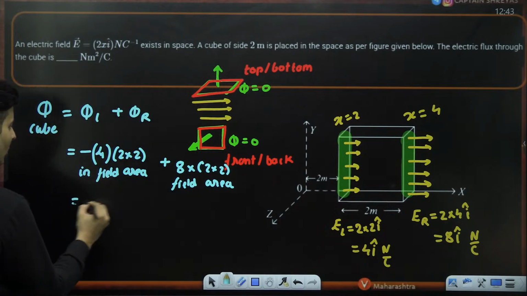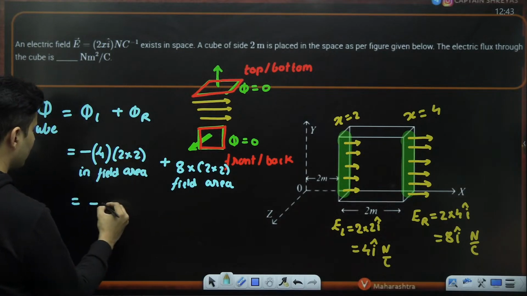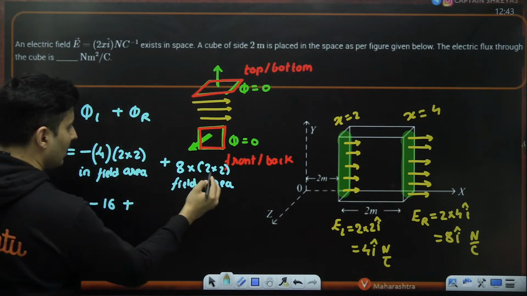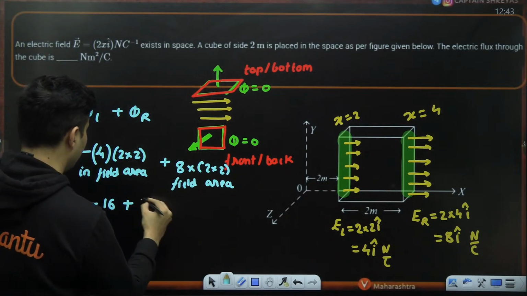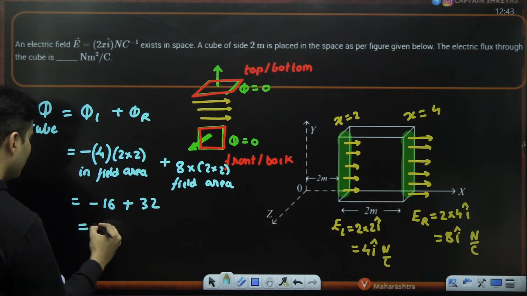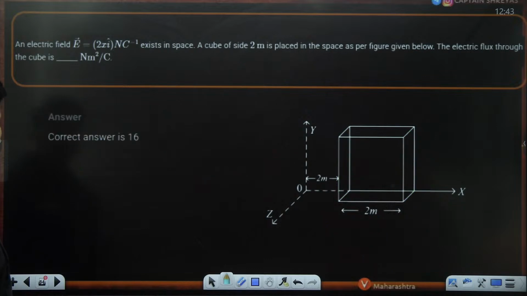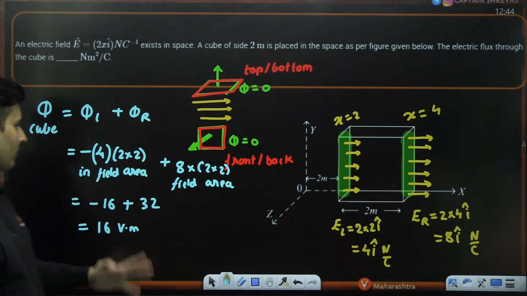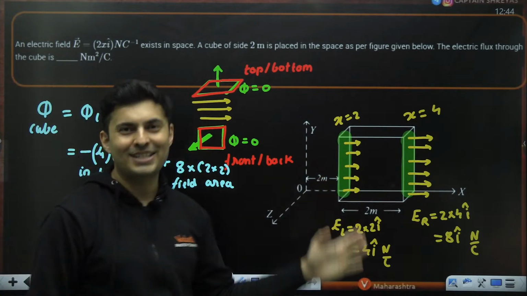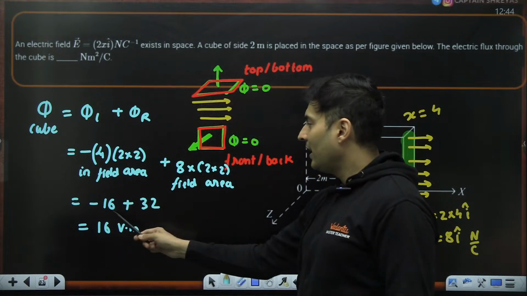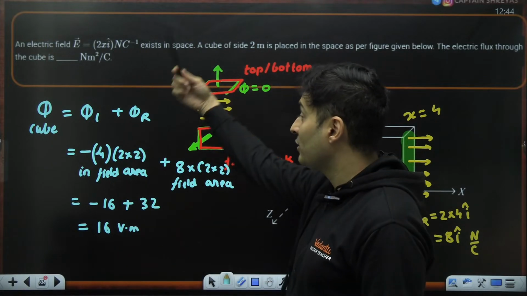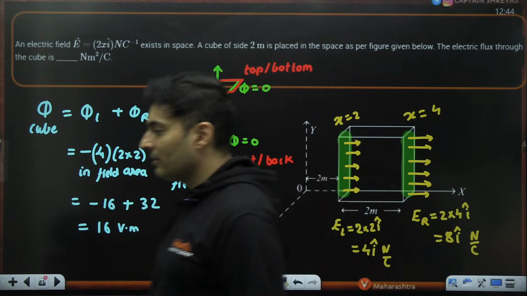So how much is this? 2 into 4, 4 4s are 16, so minus 16, plus 2 into 4, 4 8s are 32. So 32 minus 16 is 16. So 16 volt meter is that flux. That's the answer. If you miss the sign, you will get a wrong answer. Many people added 16 and 32 and gave the answer as 48.